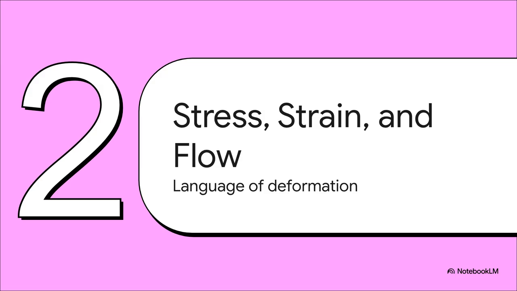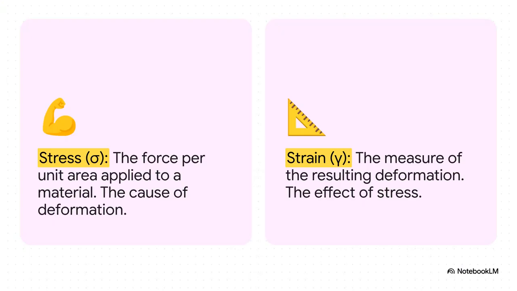All right, now let's get into the vocabulary we need to talk about these things like we know what we're doing. The two most important words you're going to hear are stress and strain. It's actually super simple. Think of it as cause and effect. Stress, that's our sigma here, is the force you apply. It's the cause. Strain, or gamma, is how much the material actually deforms in response. That's the effect. Simple as that.